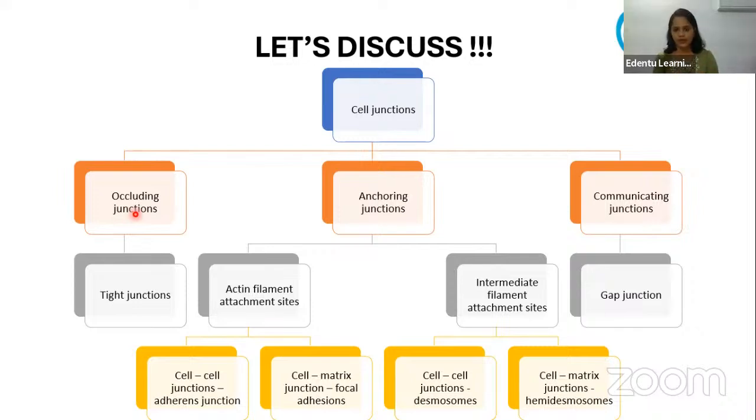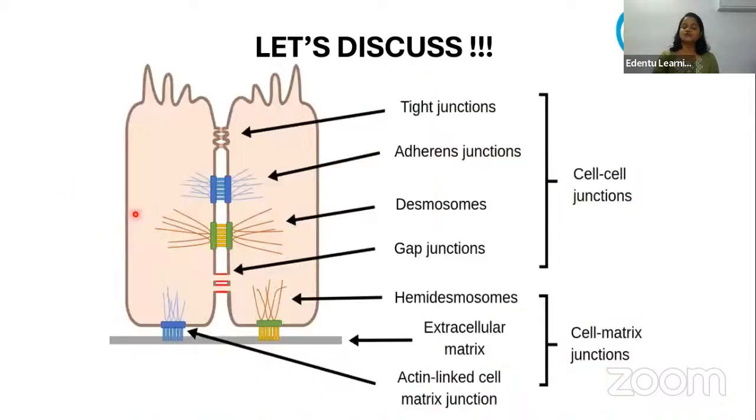They are called focal adhesions. And in the intermediate filament attachment sites, you have the cell-to-cell junction, which is called the desmosomes, and the cell-to-matrix junction, which is called the hemidesmosomes. I will show the pictures so that it will be more clear for you.